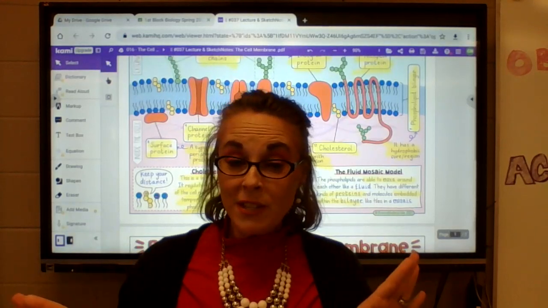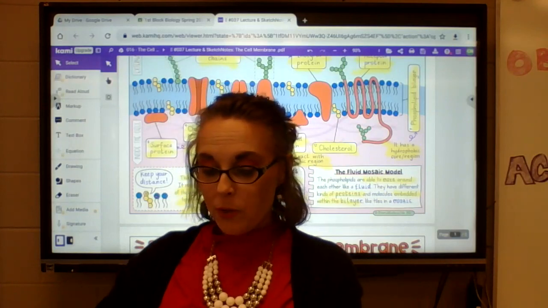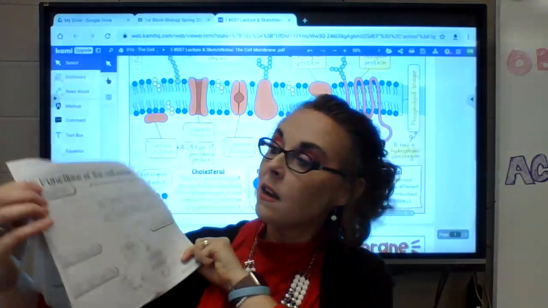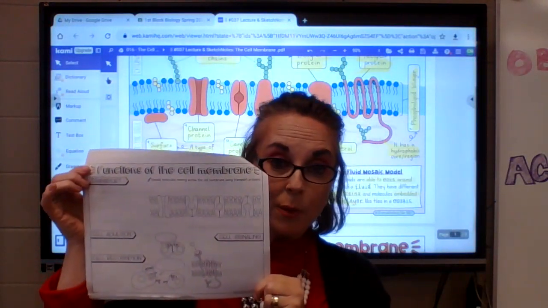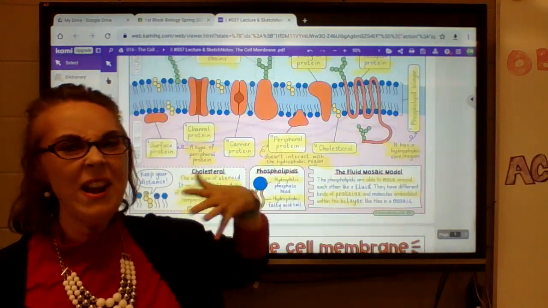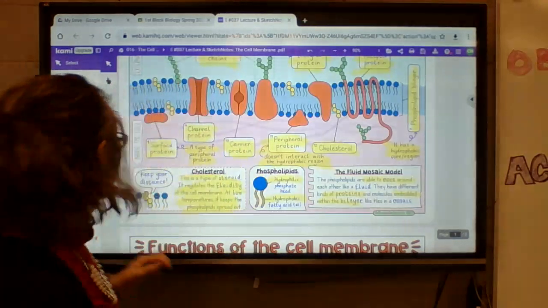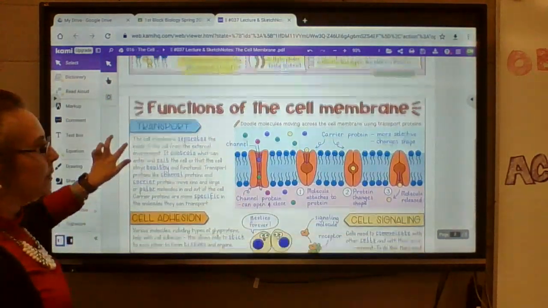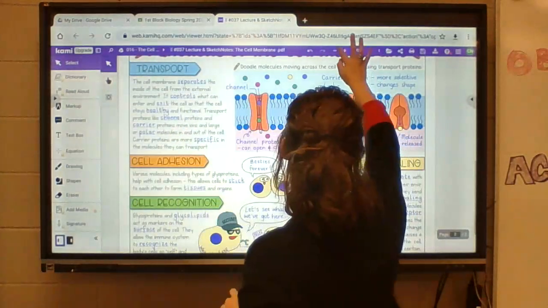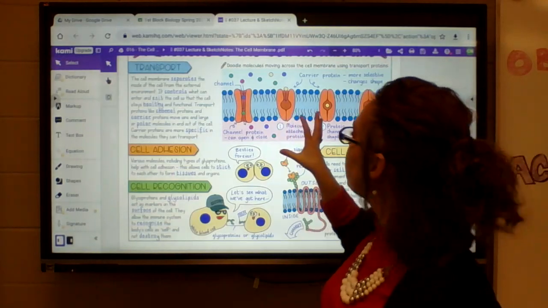Alrighty, so now that we have taken a brain break, let's skinny up to the second page. We are going to be looking at this page right here in the notes that says functions of the cell membrane. On the previous page, we talked about just what it is. Now let's get more into what it does. This one is a little bit more word heavy, so let's see what we can do to cut some of that down.